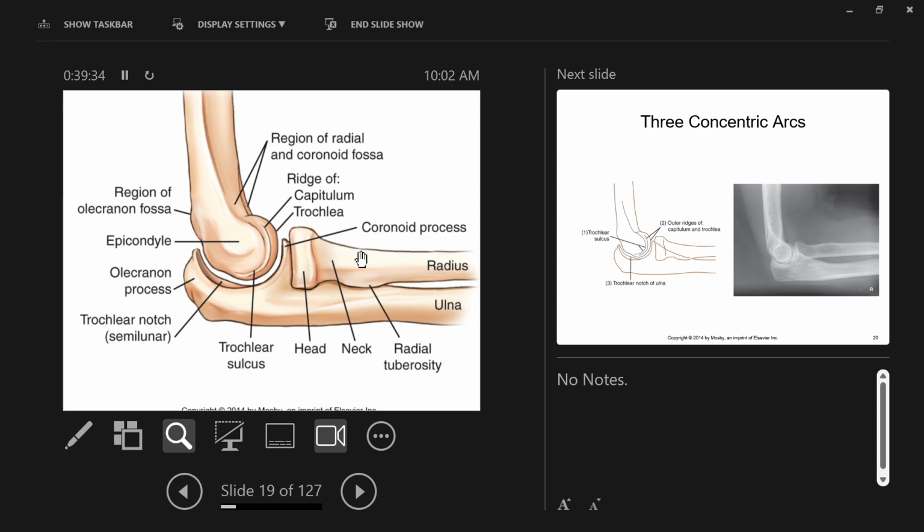Anteriorly on the humerus, just take note that there were those fossae, right? Those depressions in the bone, the coronoid and radial fossae. Fossa for one of them, fossae, A-E, for plural, not fossas. Then we have the ridges, capitulum and trochlea. The coronoid process is easy to see laterally.